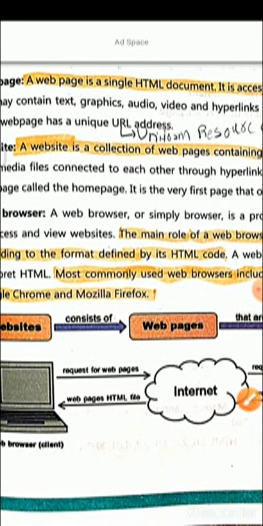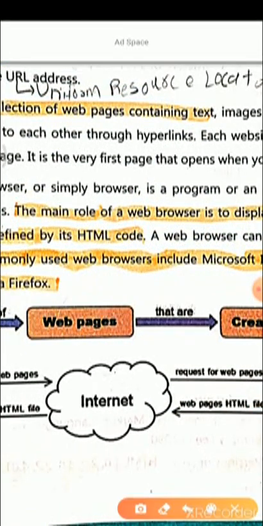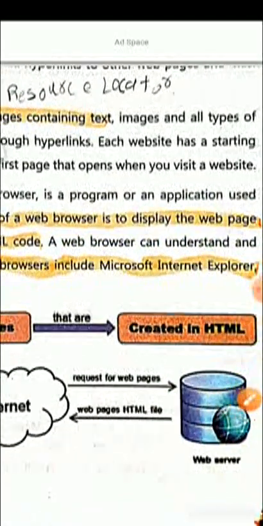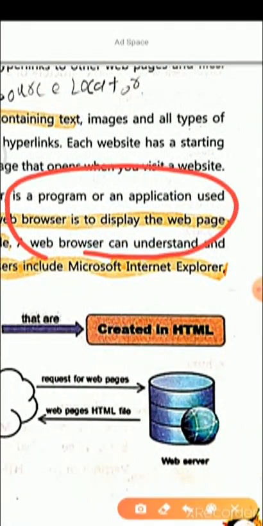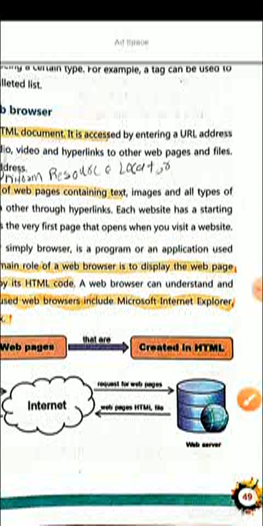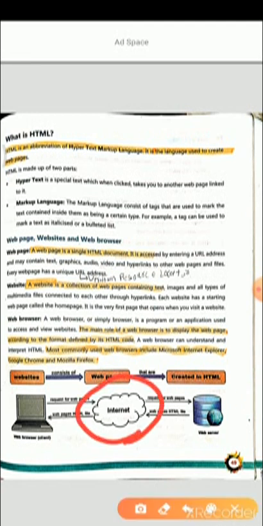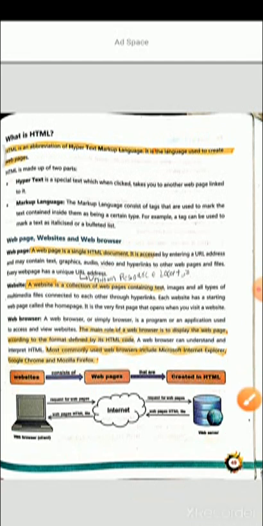So what is the main role of a web browser? Read this highlighted line, friends. The main role of a web browser is to display web pages. Web browsers are used to display web pages. Perfect. Now look at this diagram. Web browsers can display web pages, but only when your system is connected to the internet. If you don't have mobile data or an active internet connection, then you cannot open any web page or website. It's simple, and the diagram is all about the same concept.